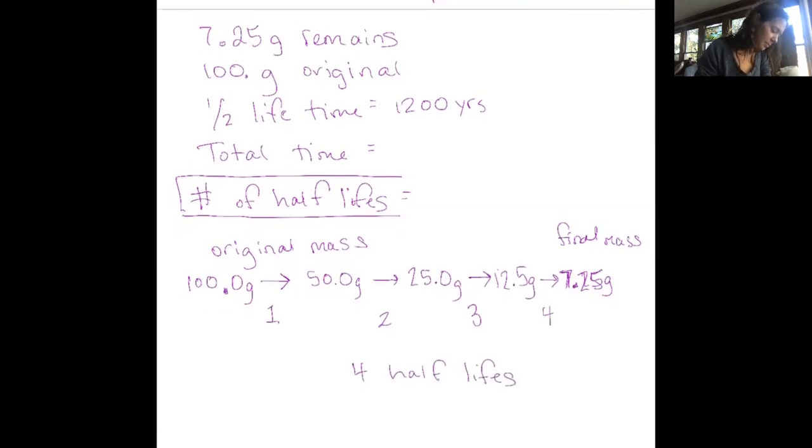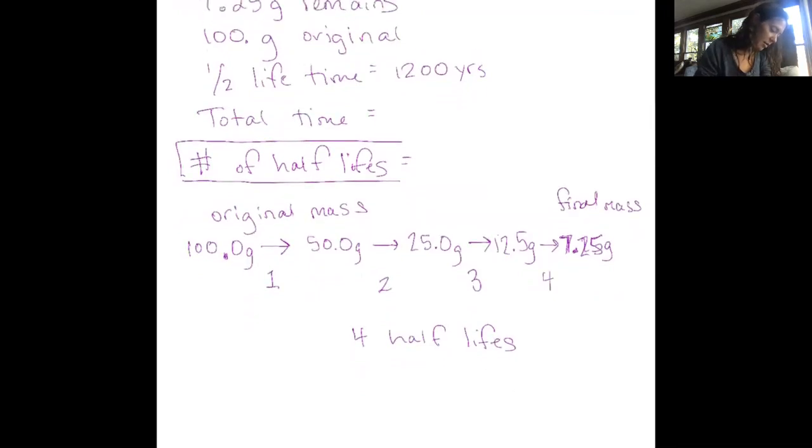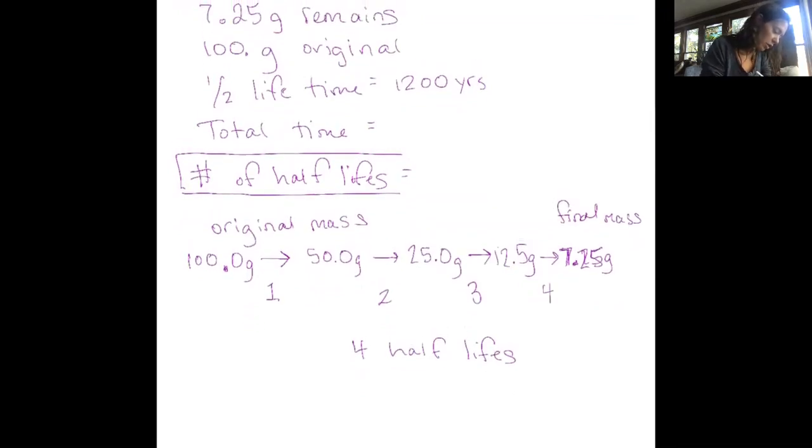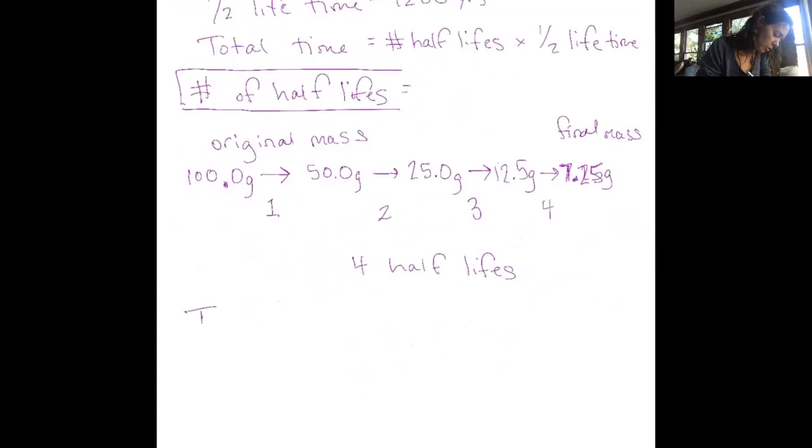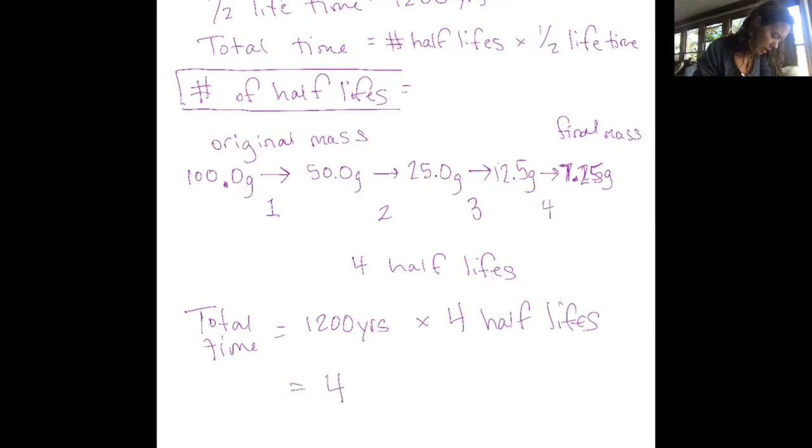right? Each half-life time is 1,200 years. So our total time is our number of half-lives times our half-life time, right? So our total time is 1,200 years for each half-life times 4 half-lives gives us a total of 4,800 years have passed.